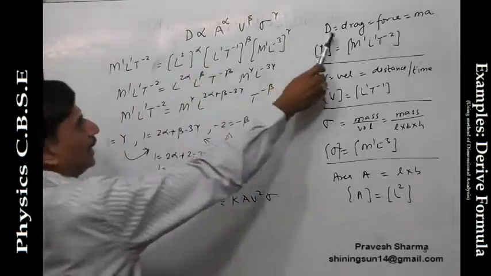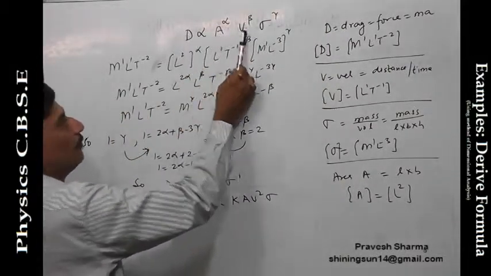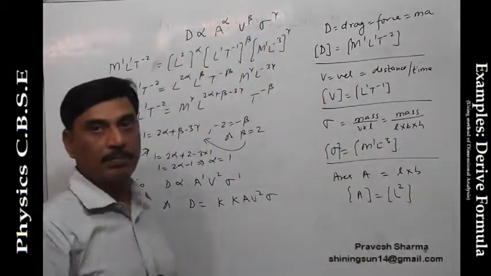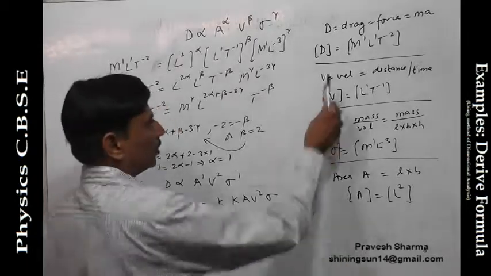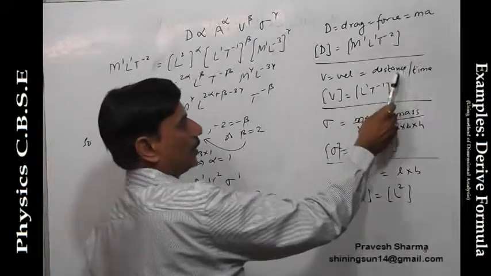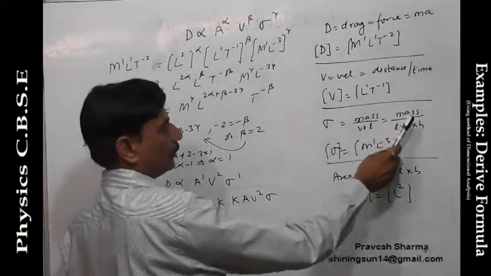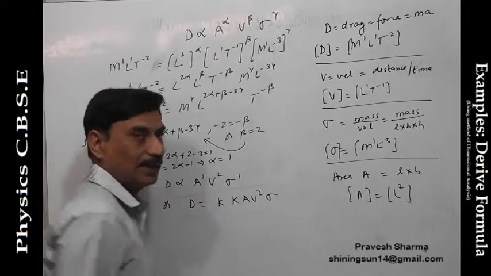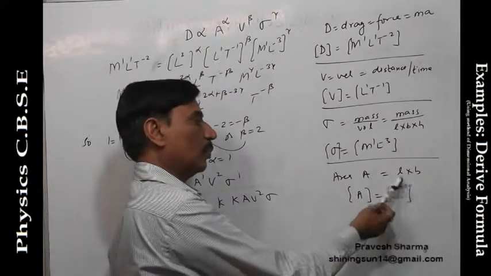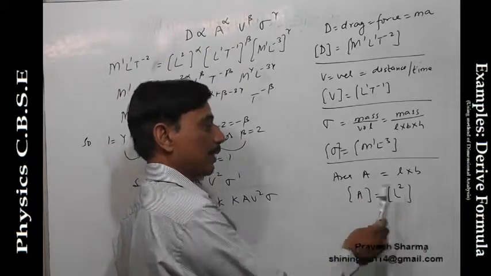Drag is a force, which is mass into acceleration. I write the dimensional formulas for D, A, V and rho at one place, and then simply take the values and put them over here to make the job much easier. So D is M^1 L^1 T^-2. V stands for velocity, which is distance or displacement upon time, so it is L^1 T^-1. Density is mass upon volume, mass upon length into breadth into height. Breadth and height also have the dimension of length only, so it is M^1 L^-3. Area is length into breadth, and breadth is once again the dimension of length only, so the dimensional formula for area is L^2.